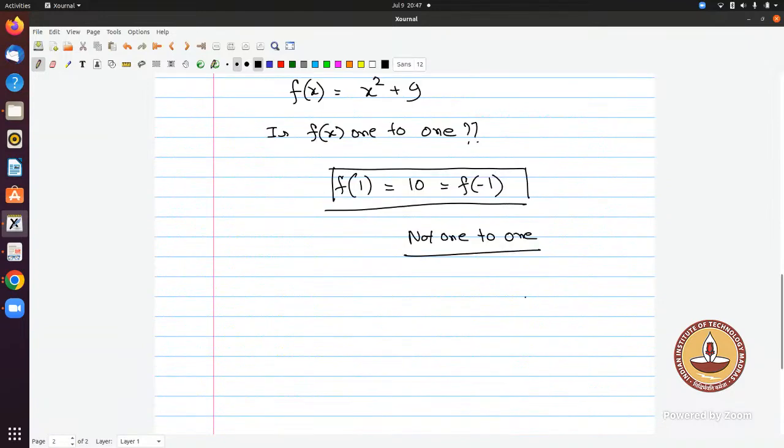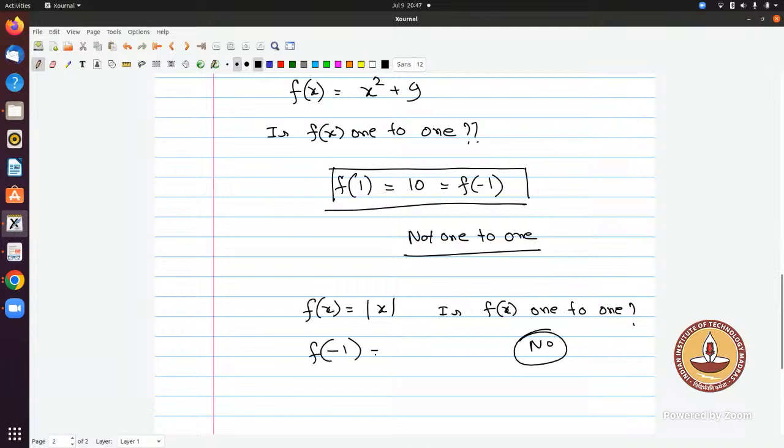What about f(x) equal to mod x? This is also clear, right? Is this function one to one? Not. The answer is again no, because again for negative and positive values, they will give the same value, right? So both of them are basically one.